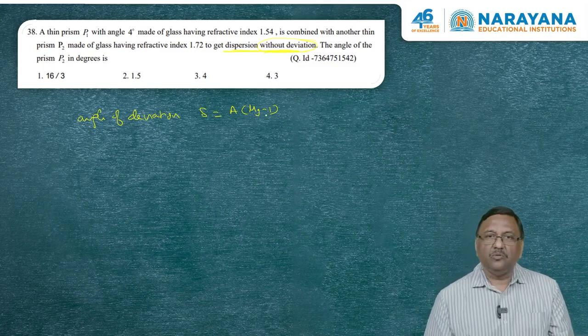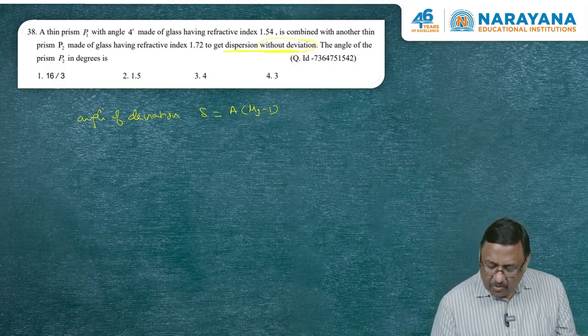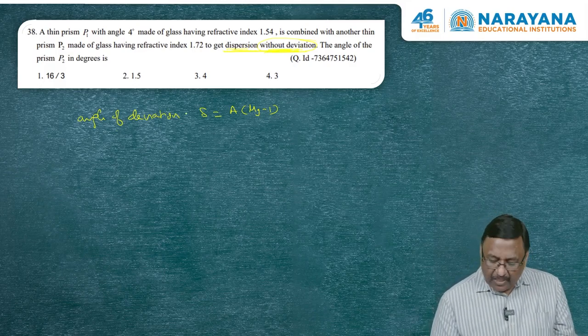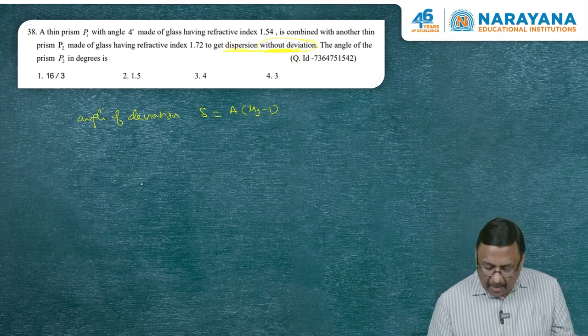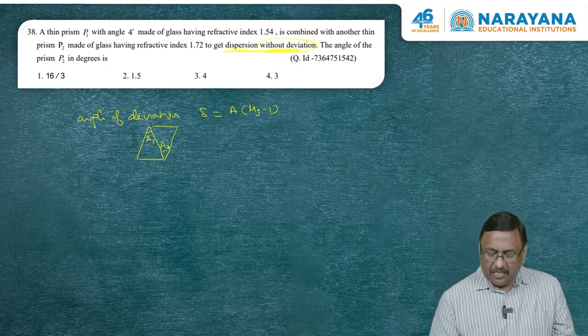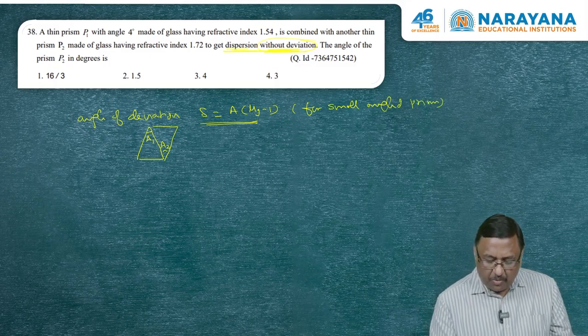So delta is A into mu minus 1 I can write. If delta is written in this manner, if you say there is dispersion without deviation, that means two prisms should be kept in the inverted manner. If I keep one prism in this manner and I keep another prism in this manner, let me say this has got some prism angle A1, let me call this angle as A2. As prism angles are small, this formula is applicable. So delta is A into mu minus 1. This is what we write for a small angled prism. It is given to be 4 degree only.